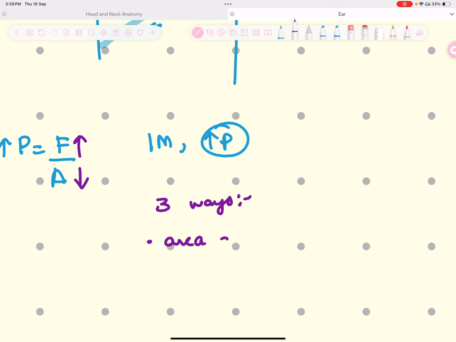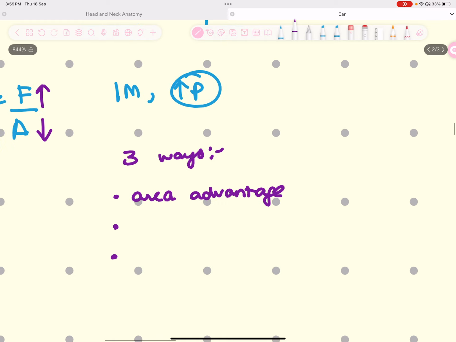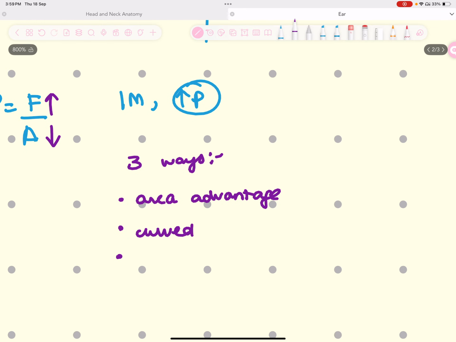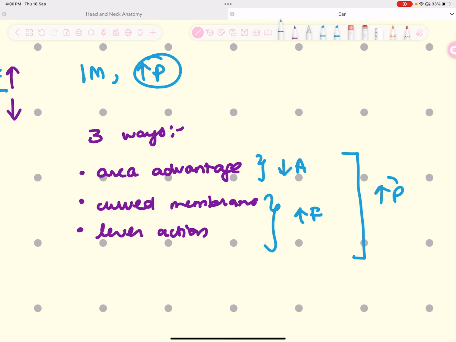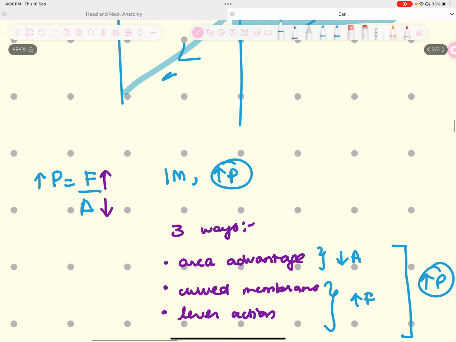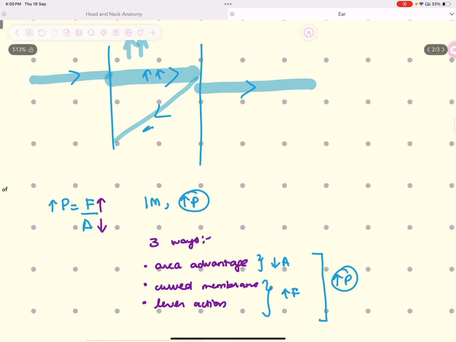First is the area advantage. The second is the curved membrane. The third is the lever action. Now, the first one decreases the area, and these two increase the force. Eventually, they increase the pressure, right? So that's what we want. Now, let me explain these to you in detail.